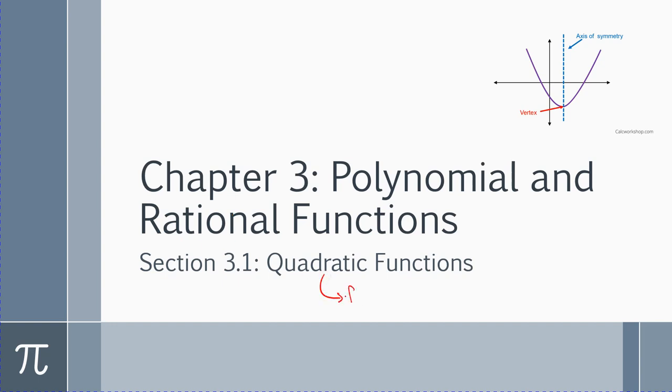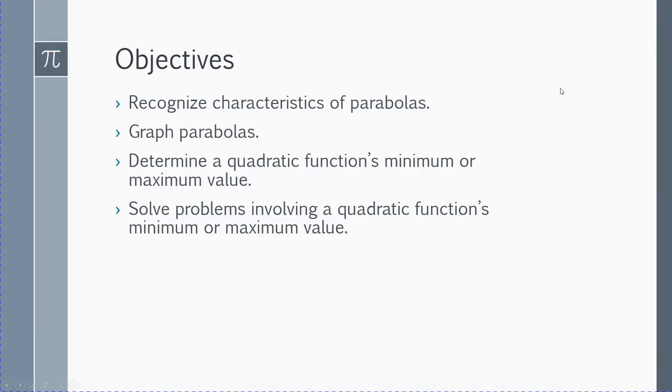The simplest one just looks like this, with the squared term. So it's going to be some type of parabolic shape. In the objectives of this lecture, the first thing we're going to do is recognize the characteristics of parabolas. We're going to talk about how you graph parabolas. I believe I have 3 examples for that, so I'm going to show you a lot of different methods for going about this.